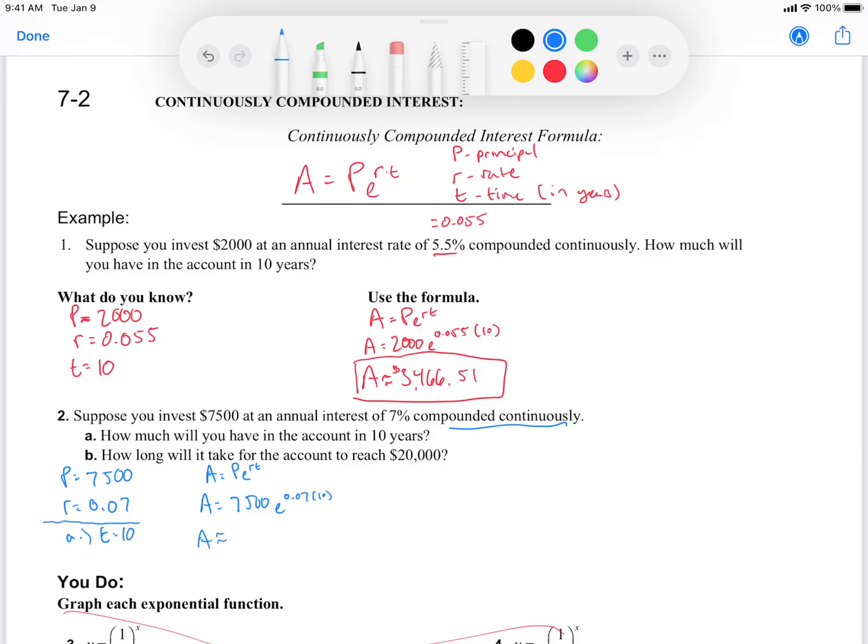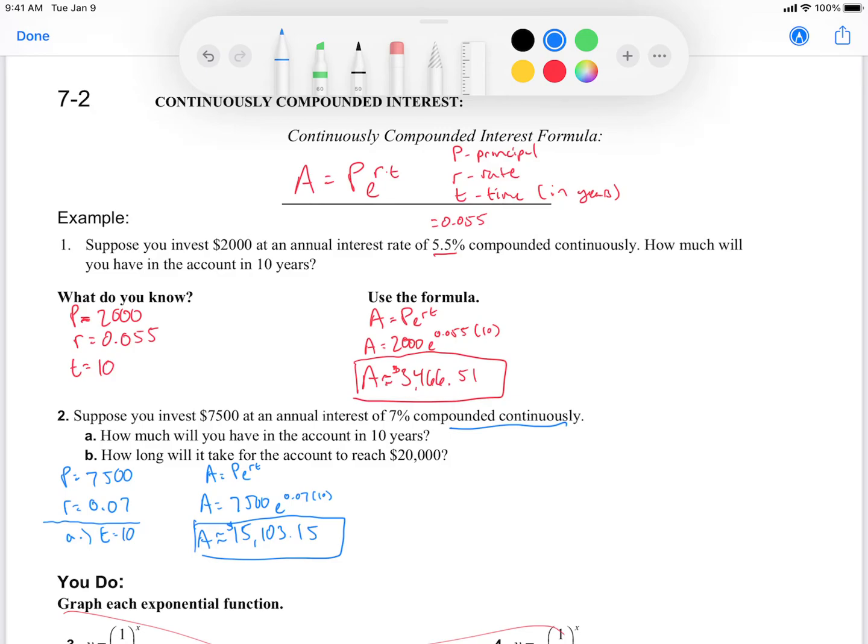Which means I'll approximately have how much in my account? Who can tell me? $15,103.15. Okay, so that's great that after 10 years I'll have $15,000.